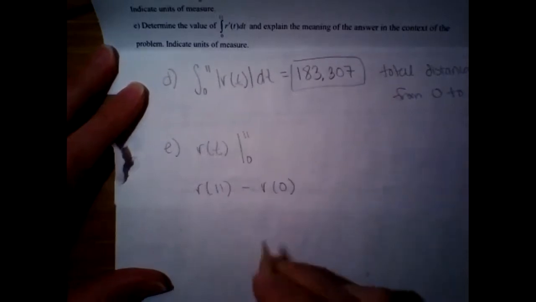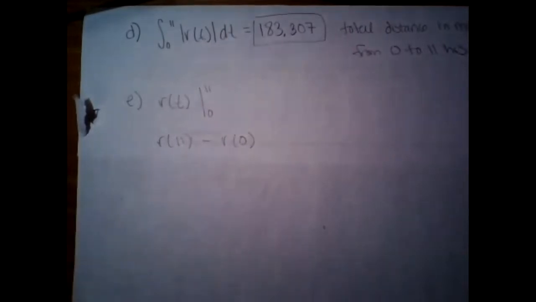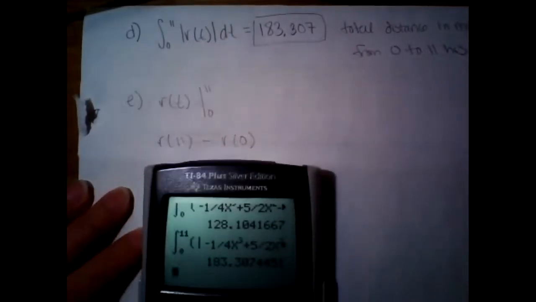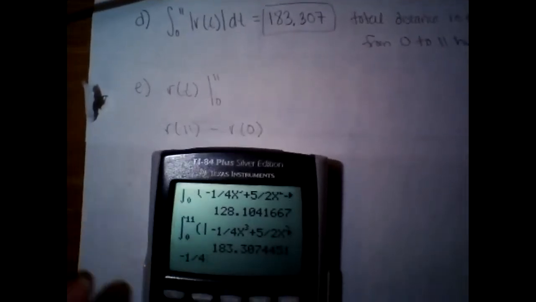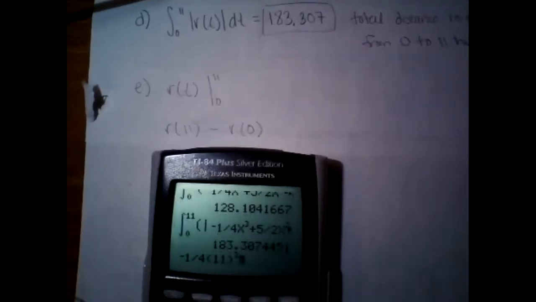And then we're going to plug those into r. I'm going to have to take this off here. I can't hold on to this all at the same time anymore. All right, so we're going to plug 11 into that rate function. So it's negative 1/4 times 11 cubed plus 5 halves times 11 squared minus 6. So I just took 11 and plugged it into the function.